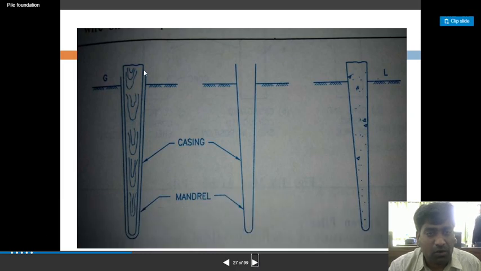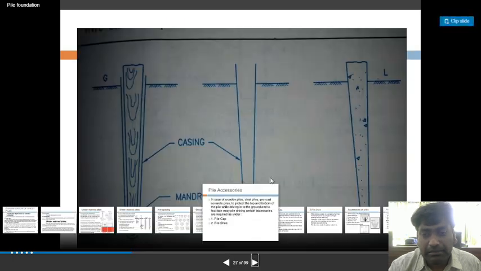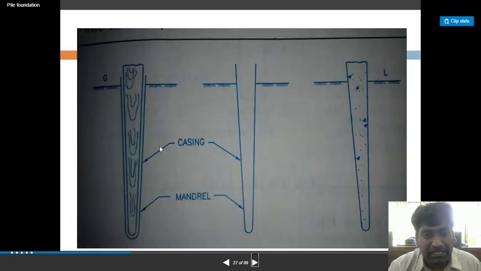So this is how a Raymond pile looks. You can see in the figure, this is a mandrel and this is a casing.